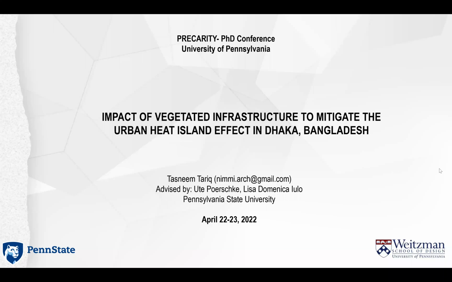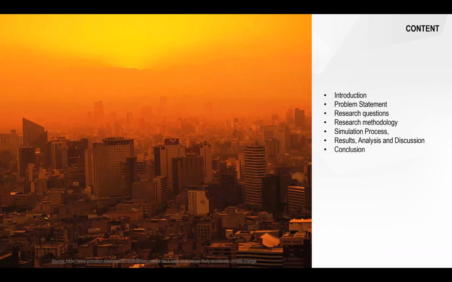This research is about the impact of vegetated infrastructure to mitigate the urban heat island effect in Dhaka, Bangladesh. The contents are introduction, problem statement, research questions, research methodology, simulation process, results analysis and discussion, and conclusion.